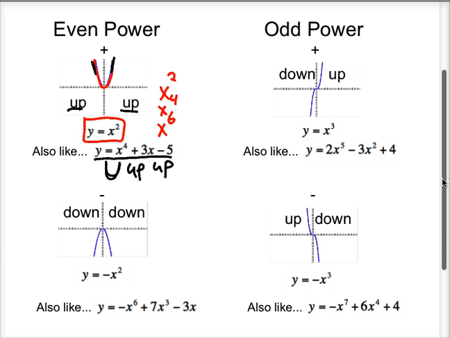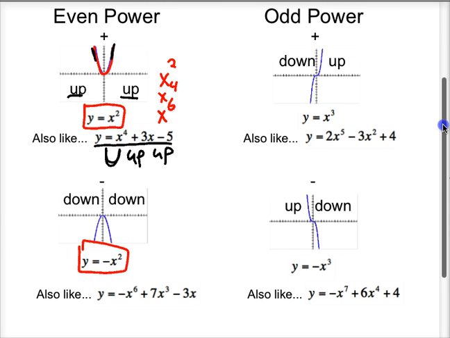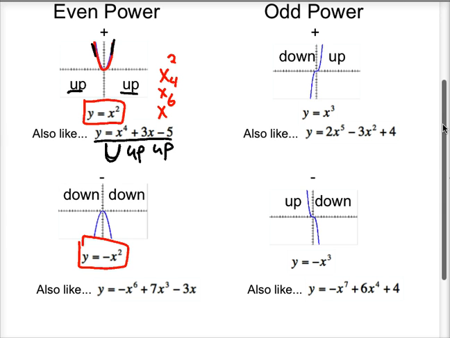All right, now the opposite is true when it's negative. So this time it's an even power, but it's negative. So it's actually facing downward, which again, you should know that basic shape. You should know that negative will flip it down on its side. And notice, now it has a down, down designation because both sides are facing downward.